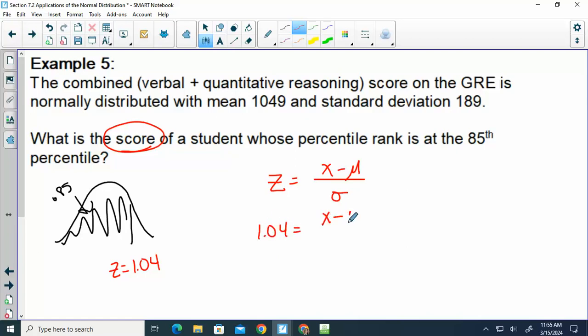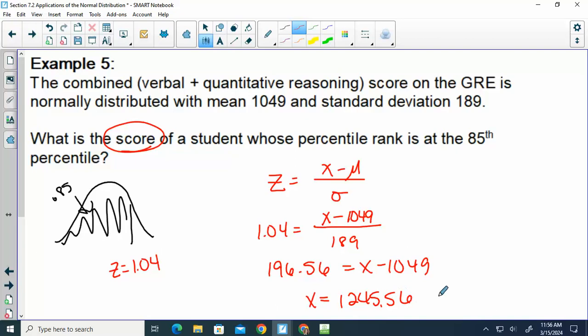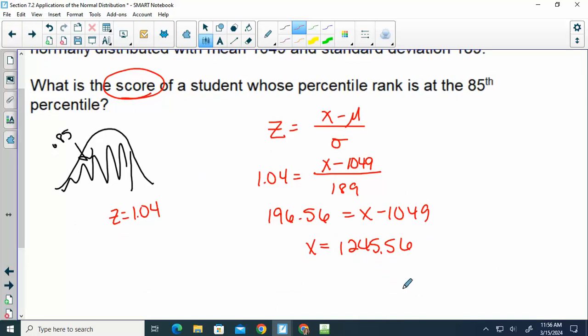The mean was... standard deviation 189. So now we can solve for this. We get 1245.56, or they got about a 1246 on the test.